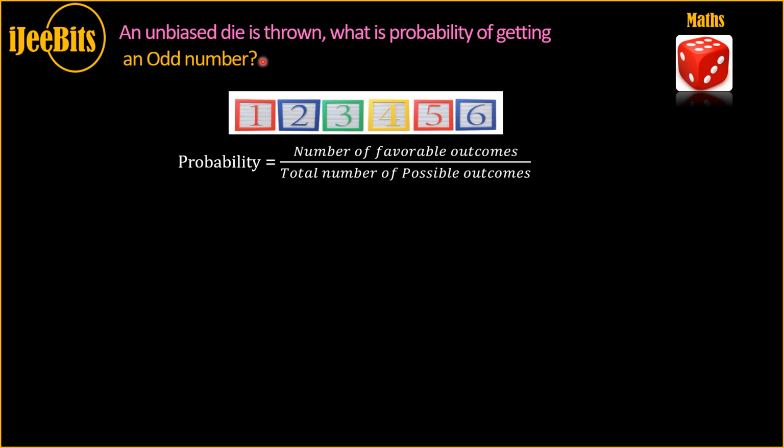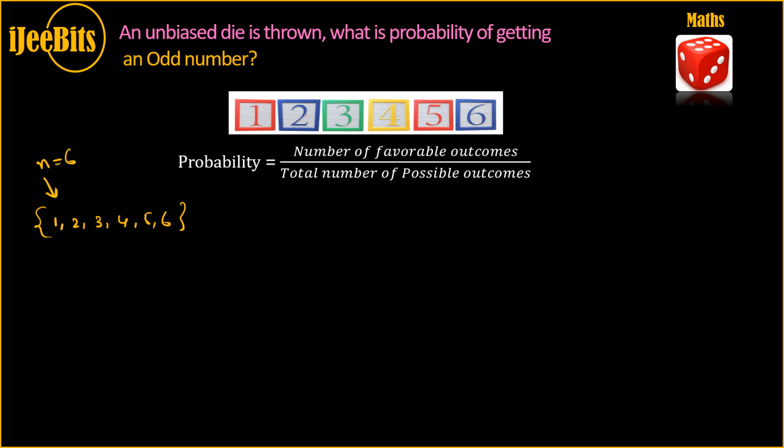Let's say an unbiased die is thrown. What is the probability of getting odd numbers? We have to do a similar thing to what we did in the previous case. Here also, the total events are 1, 2, 3, 4, 5 and 6. So you have a sample space of 6 events, so n equals 6.